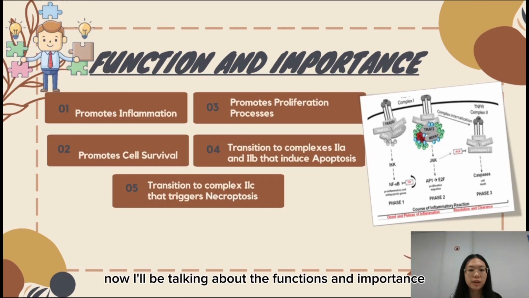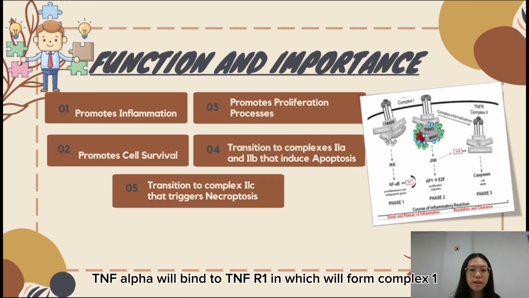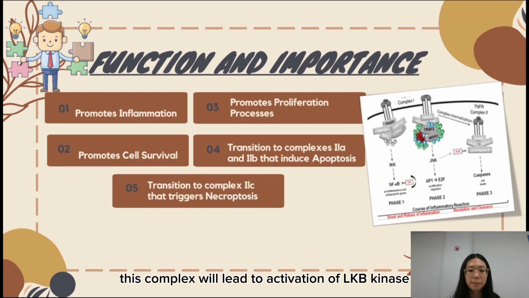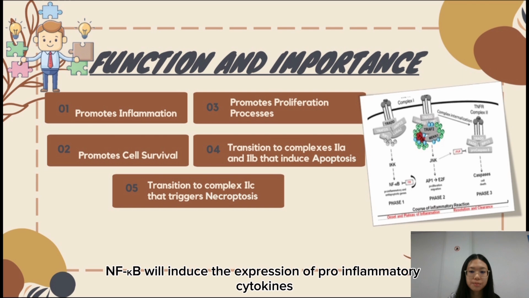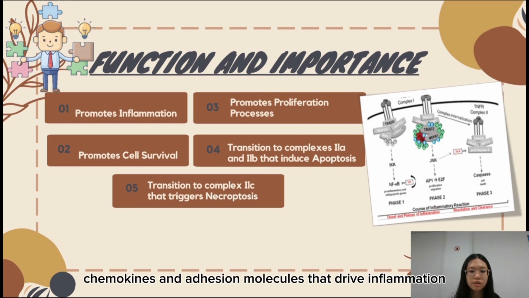Now I'll be talking about functions and importance. The first function is that it will promote inflammation. TNF-alpha will bind to TNFR1, which will form complex 1. This complex will lead to the activation of IKK kinase, which will phosphorylate IkB. By phosphorylating IkB, it will cause its degradation, which allows NF-kB to translocate to the nucleus. Once in the nucleus, NF-kB will induce the expression of pro-inflammatory cytokines, chemokines, and adhesion molecules that drive inflammation.